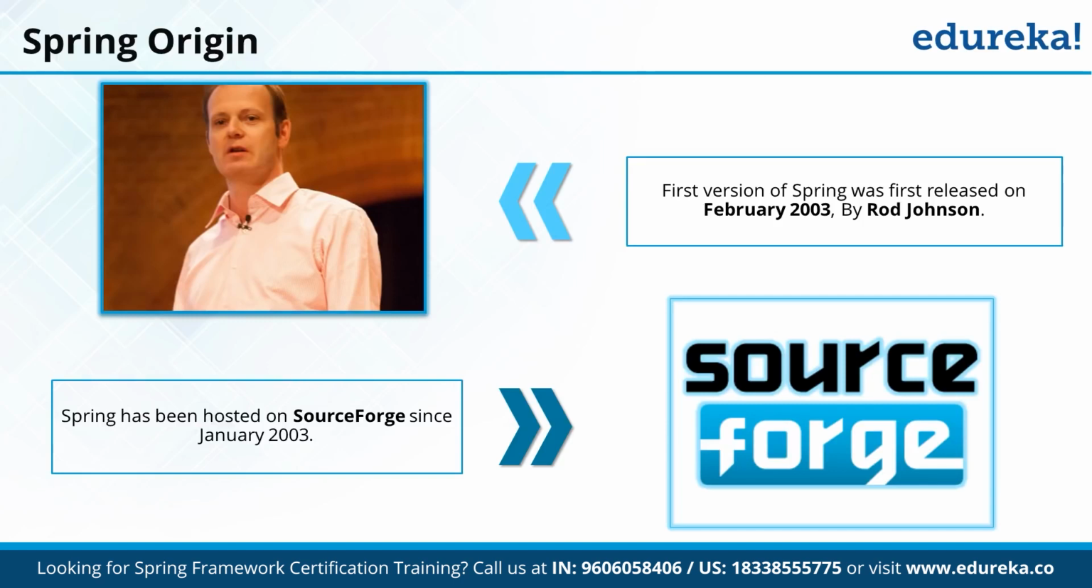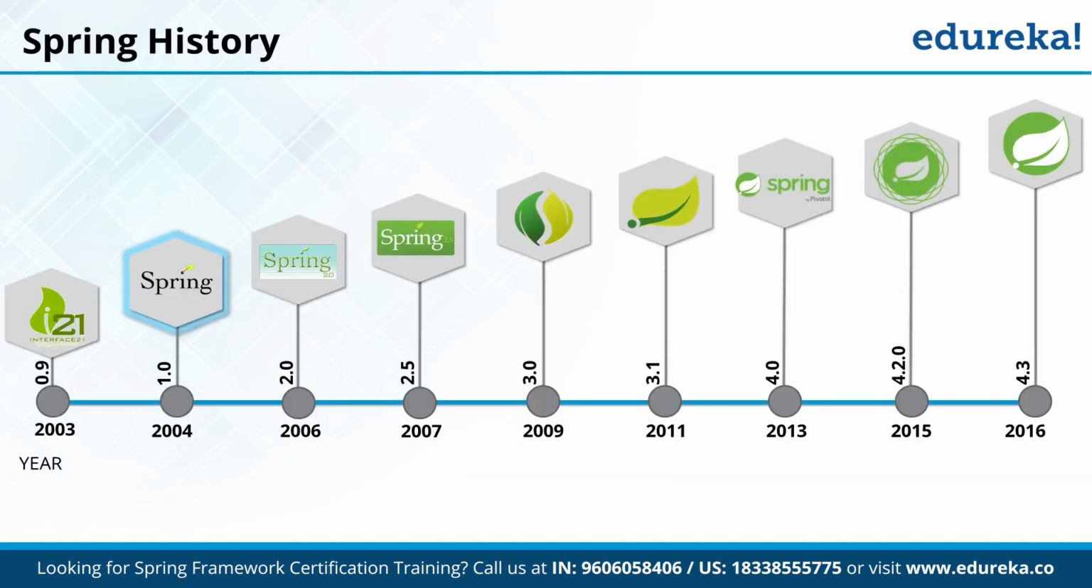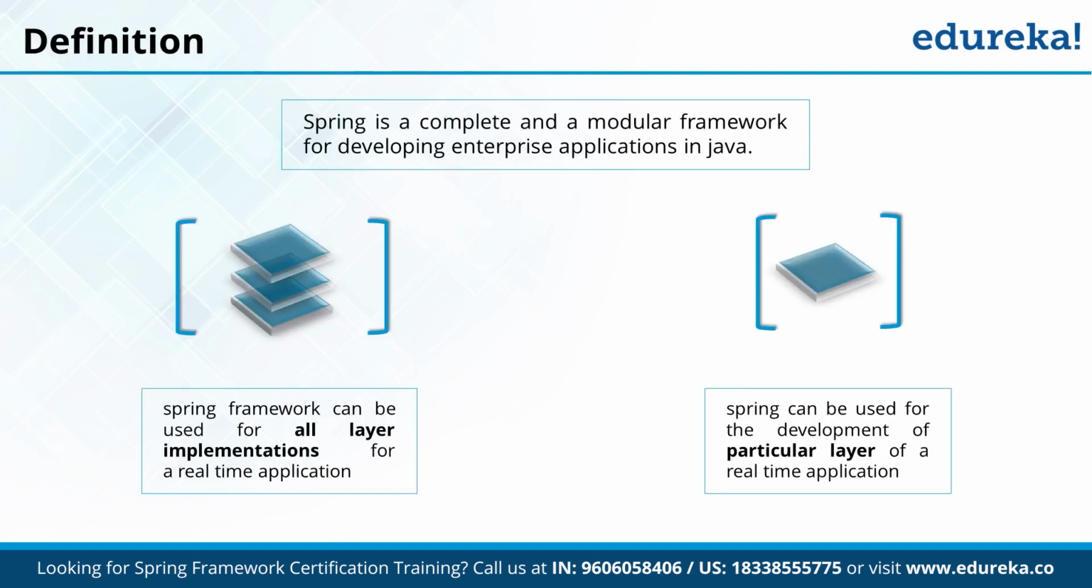You can always browse spring.org, browse its APIs and documentation, and learn a lot. Over the years, we got 4.3 as the latest version in 2016, which is a widely used version of the Spring framework. Let's now understand the definition of the Spring framework. Spring is one complete and modular framework for developing enterprise applications in Java.